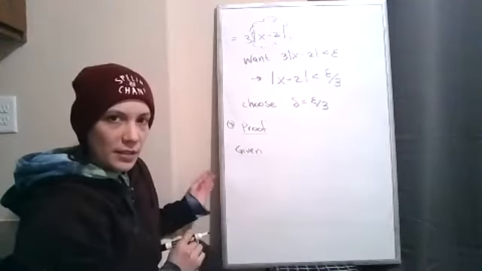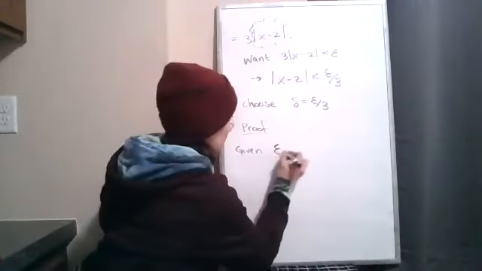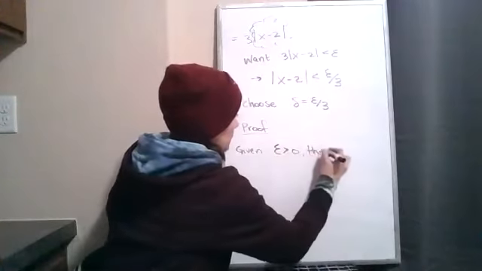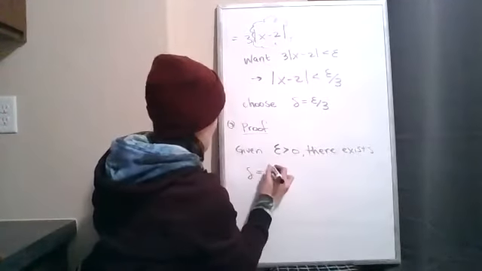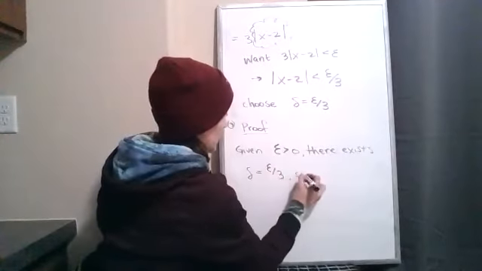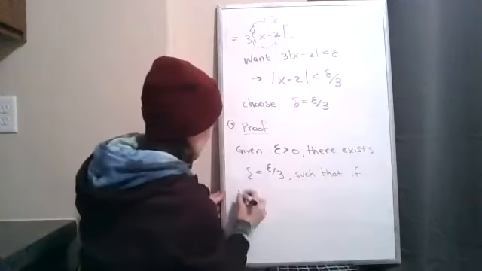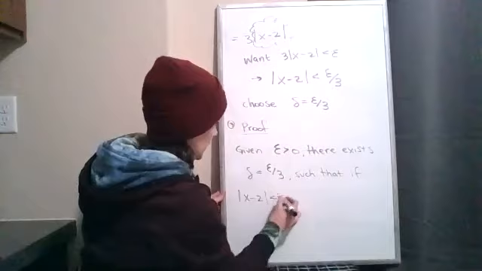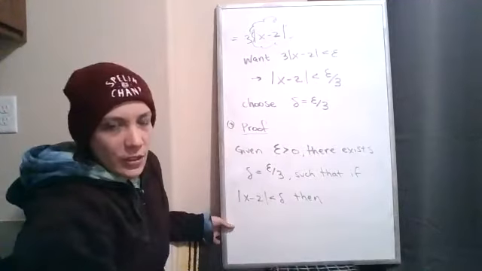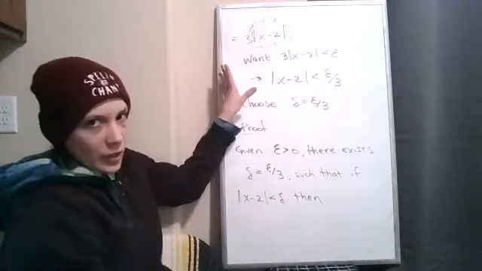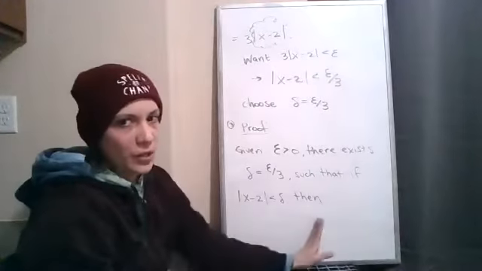Proof. Given epsilon greater than 0, there exists delta equal to epsilon over 3, such that if the difference between x and 2 was less than delta, then. When you do these, you do actually usually leave all of your scratch work sort of like on a test, and then you write your proof and just show a little bit of that scratch work in the proof.